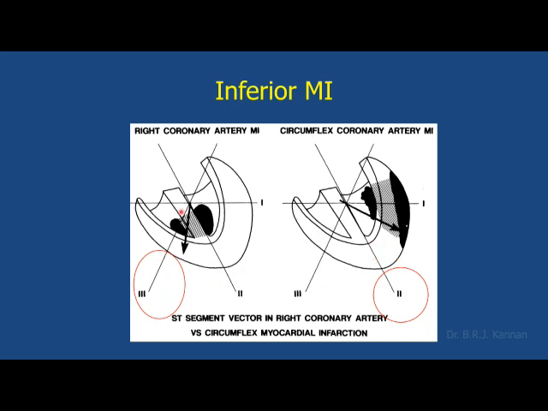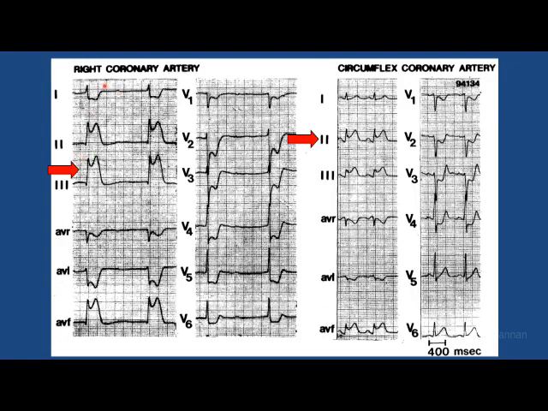Here the vector of depolarization is more towards lead 3, but here it is more towards lead 2. So in circumflex occlusion, lead 2 will be dominant. In RCA occlusion, lead 3 will be dominant. What do we mean by this? See here, leads 2, 3, aVF, there is ST elevation, but lead 3 is much taller than lead 2. This means there is right coronary artery occlusion. See this example, 2, 3, aVF all show ST elevation, but lead 2 is taller than lead 3. So most probably the occlusion is in the circumflex coronary artery.